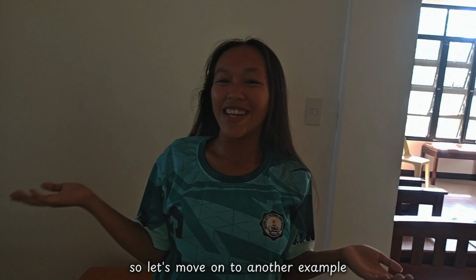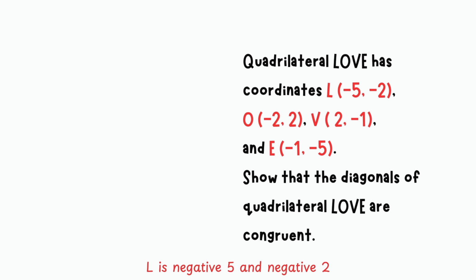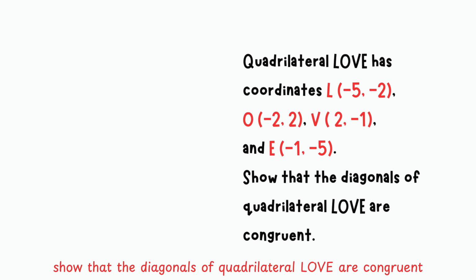So let's move on to another example. Quadrilateral LOVE. Coordinates: L is negative 5 and negative 2, O is negative 2 and positive 2, V is positive 2 and negative 1, and E is negative 1 and negative 5. Show that the diagonals of quadrilateral LOVE are congruent.